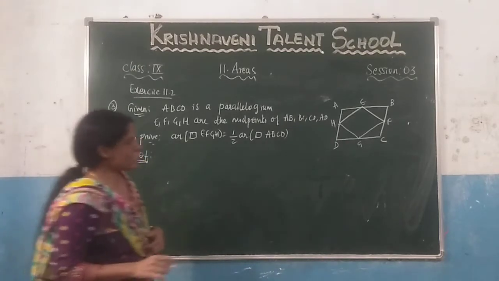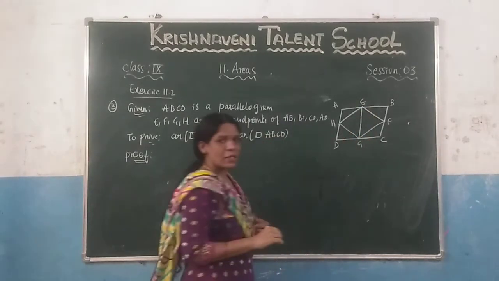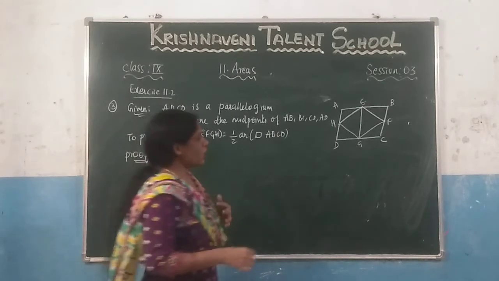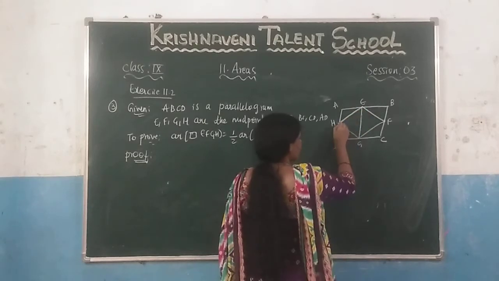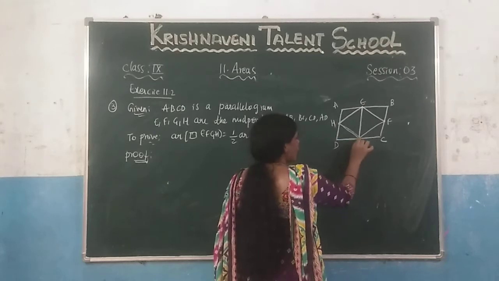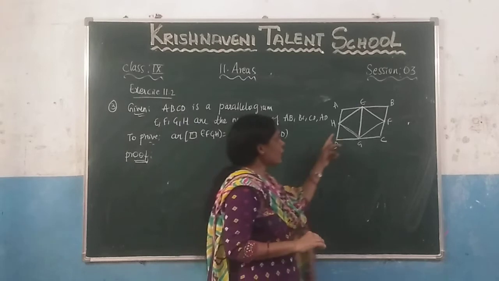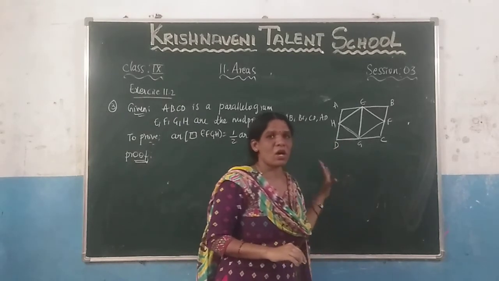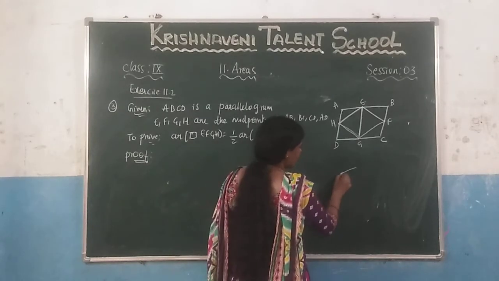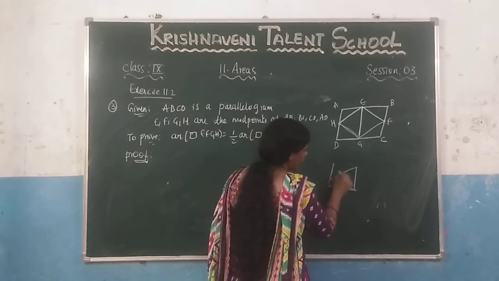So here let us join these E and F vertices. There is one theorem which states that if a triangle and a parallelogram are lying on the same base and between the same parallels, then the area of the triangle is always equal to half times the area of the parallelogram. That means here, if you consider this triangle and this parallelogram, they are lying on the same base.